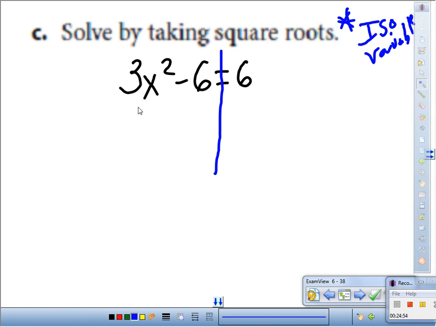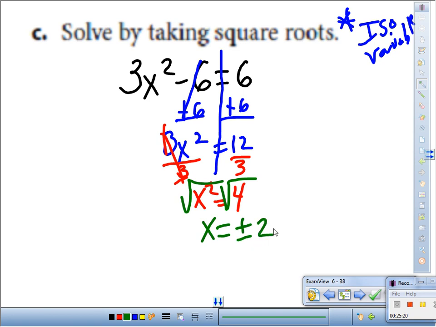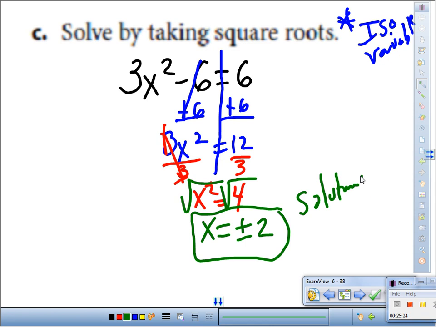All right, so we need to leave x by itself. So plus 6, plus 6. We get 3x squared equals 12. What do we do then to leave the x by itself? Divide by 3, divide by 3. x squared equals 4. And my last step? Square root. x equals plus or minus 2. These are my solutions.